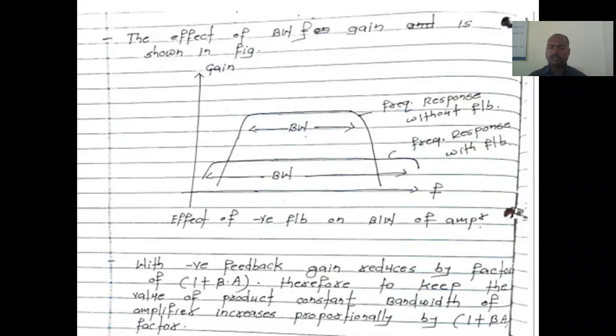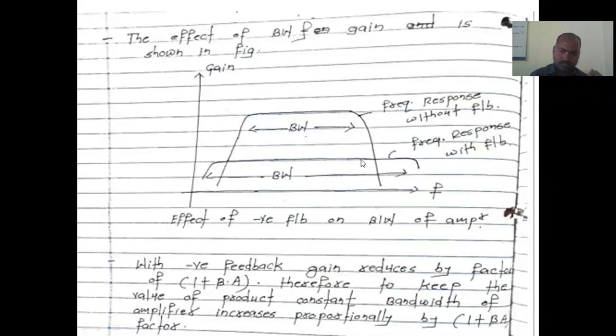What we need to see here is the relationship between your bandwidth and the gain, right? It means whether you are using the feedback or not using the feedback. When we use the feedback, see the term, right? So this is the diagram. This is the diagram when we use the feedback.